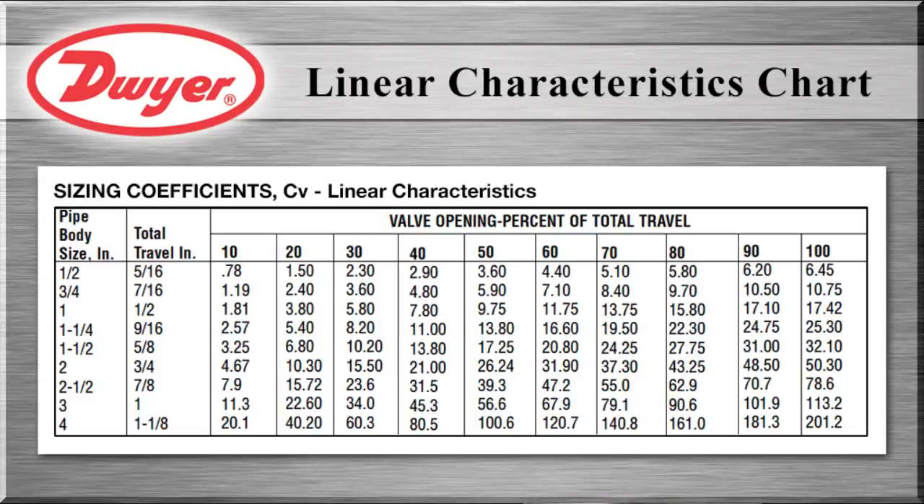The rangeability of the high flow valves is 50:1. For example, if a high flow valve was chosen with a CV of 10.75, then the minimum controllable CV would be 10.75 divided by 50, or 0.215. The CV values for the high flow valves are shown on the Dwyer catalog pages and instruction manuals on our website. Shown are the CV values for the high flow valves with full ports and linear characteristics.